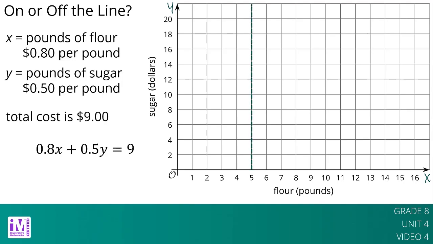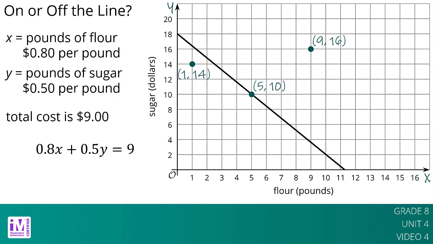Since 5 pounds of flour cost $4 and 10 pounds of sugar cost $5, we know that x equals 5, y equals 10 is the solution to the equation, and the point (5, 10) is a point on the graph. The line shown is the graph of the equation. Notice that there are 2 points shown that are not on the line. What do they mean in the context?